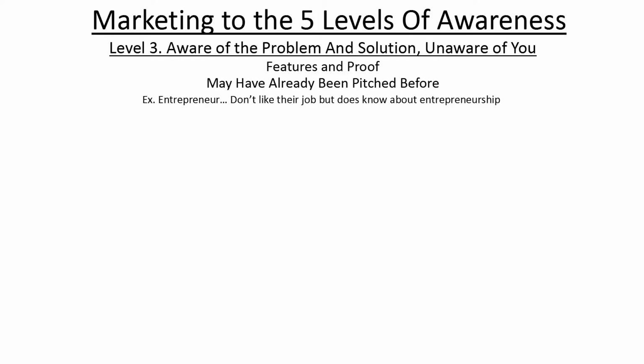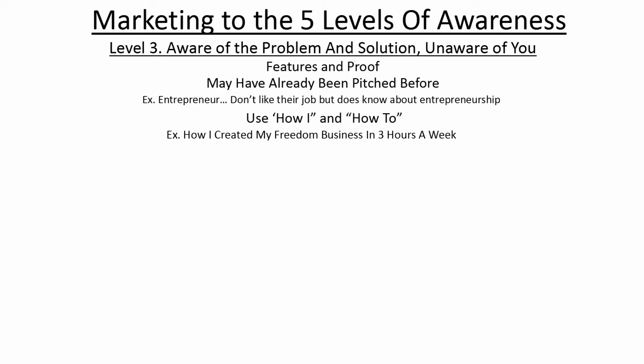Example, entrepreneur: doesn't like their job, but does know about entrepreneurship. Use how I or how to, right? They know they need to be an entrepreneur. They just want the steps now, right? How I created my freedom business in 3 hours a week. They know they want a freedom business. That's a solution out of their job. So you're just telling them how. Now they think, I'm going to get the step-by-step because I'm ready for it.